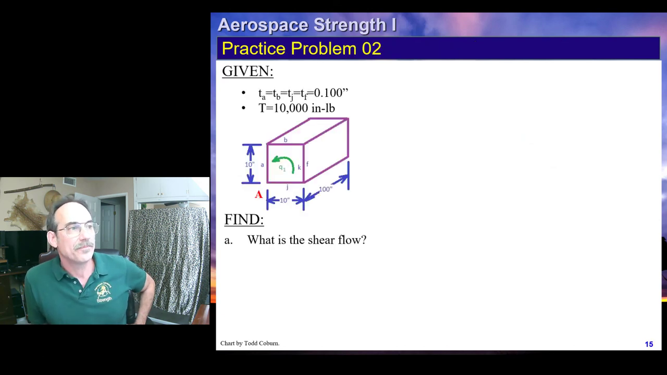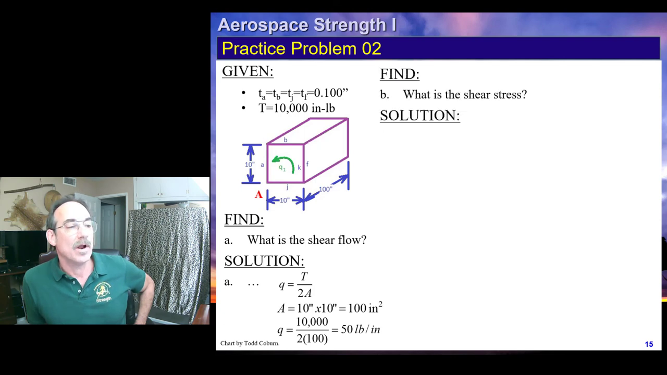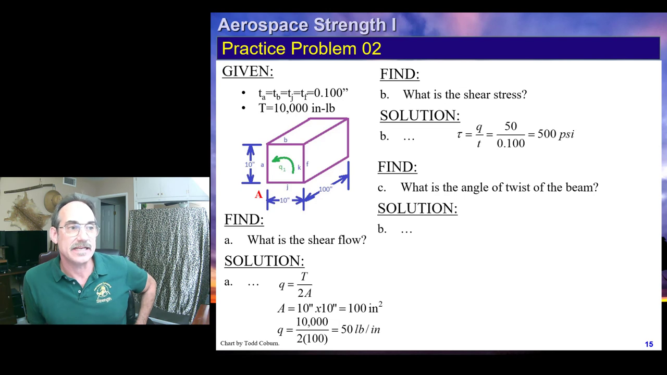Here's another problem. We're looking for the shear flow. We just take T divided by 2A after we've calculated the enclosed area. That's all there is to it. What is the shear stress? It's just Q over T. These all have the same thickness, so the shear stress is constant. If they have different thicknesses, we'd see that.